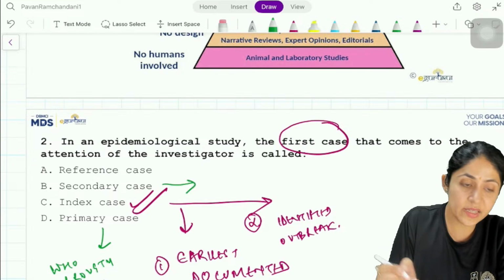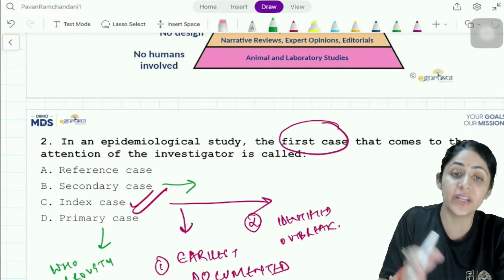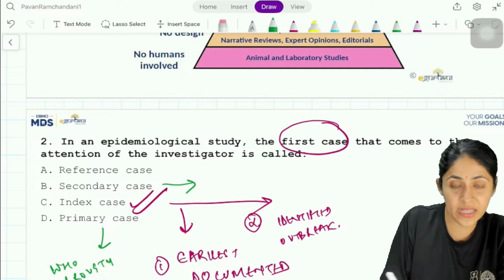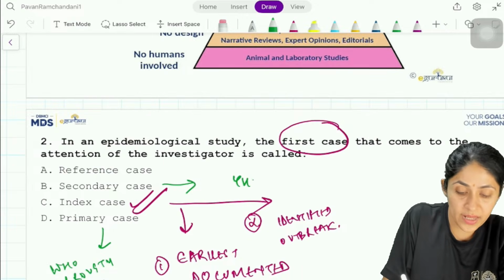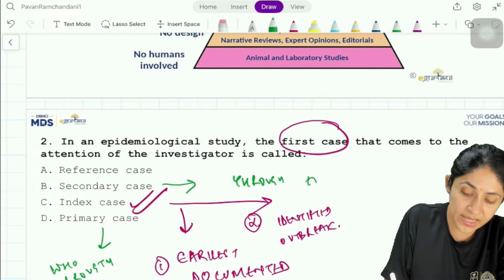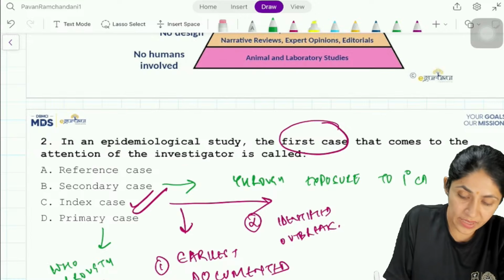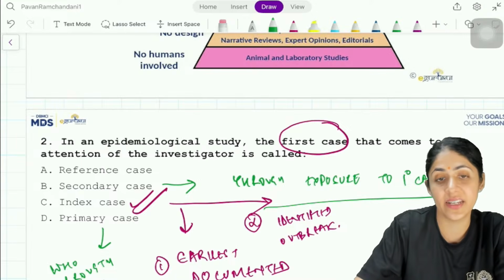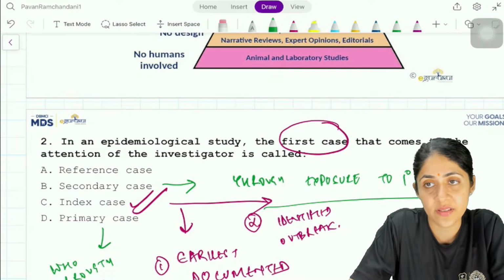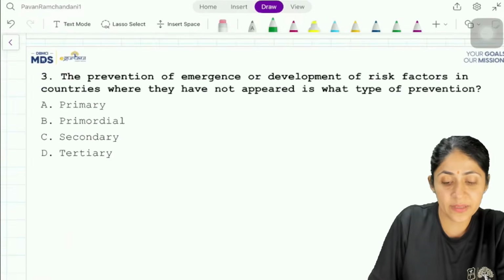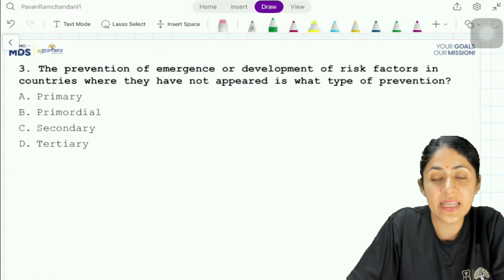Okay, secondary is the second person who came in contact with that primary case. So this is basically those who were exposed through the exposure to the primary case. This is your secondary case. Understood this? Okay.